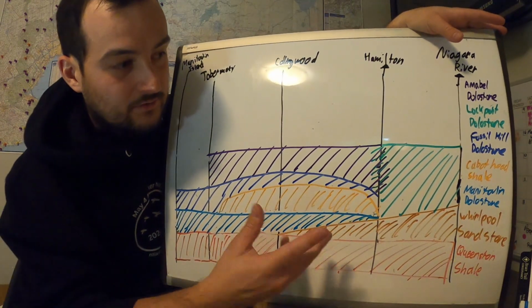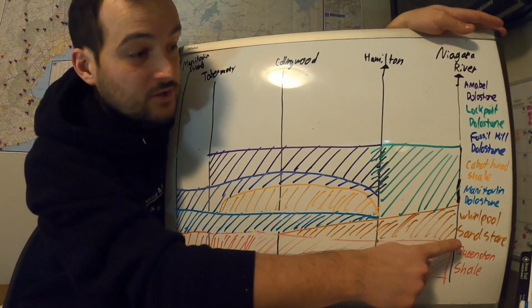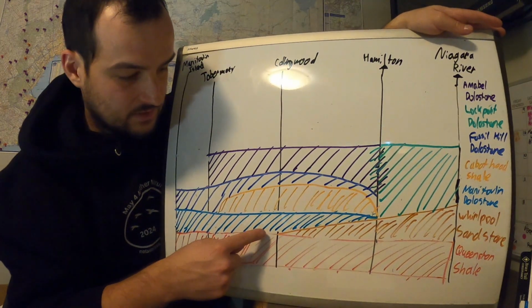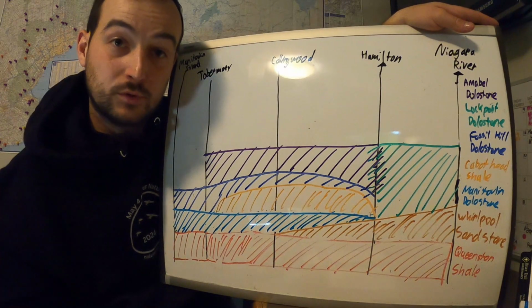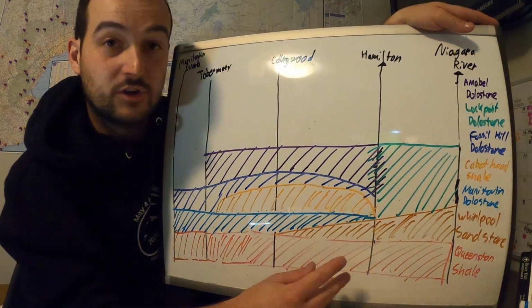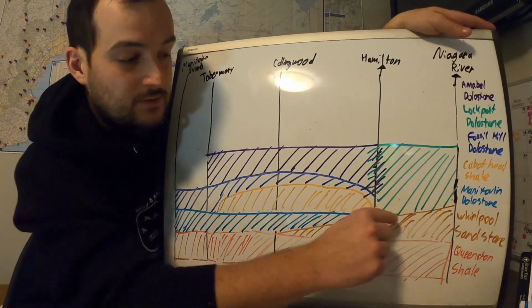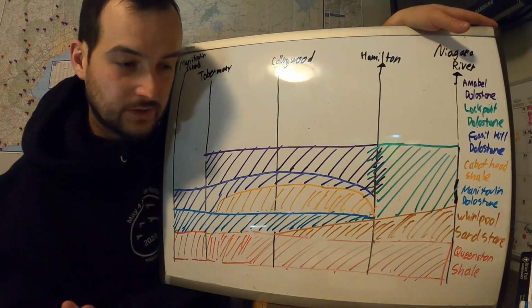And then next you have the Whirlpool Sandstone, which is on top of the Queenstone Shale from the Niagara River, and it kind of tapers off as it heads north to the Collingwood area. And so the Whirlpool Sandstone, as it gets farther away from the source of its sediments, which was the Appalachian Mountains, that's why it kind of tapers off and it gets smaller, and it doesn't exist past Collingwood.